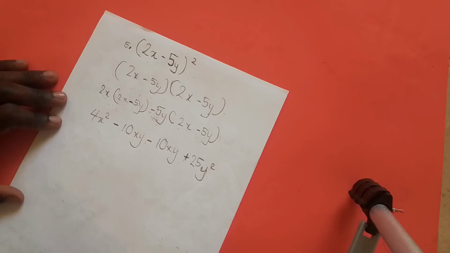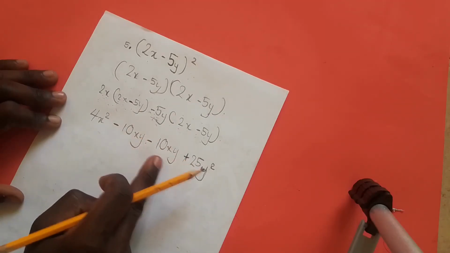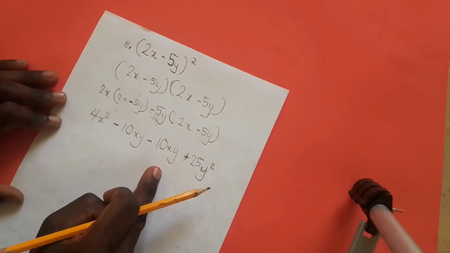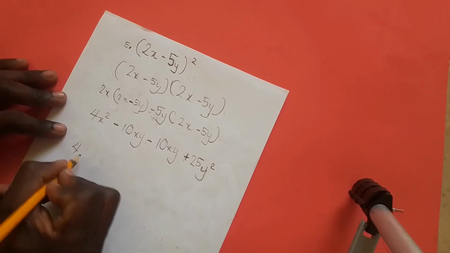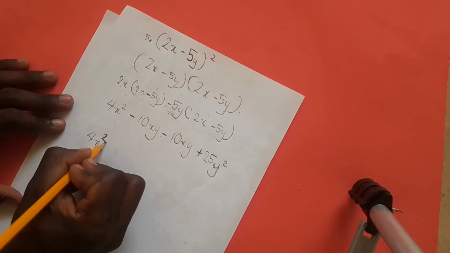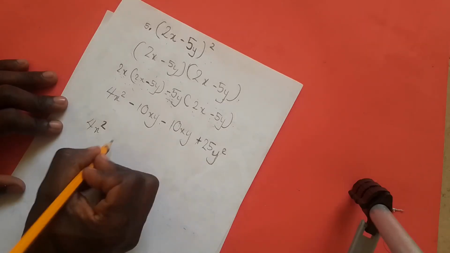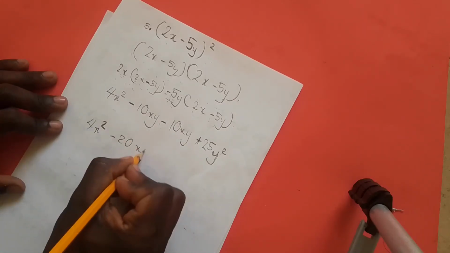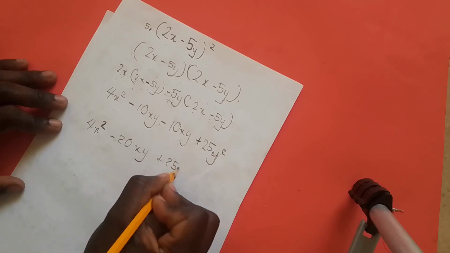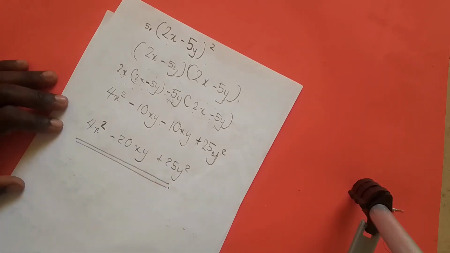So now we are simplifying. Negative 10xy, negative 10xy, these are like terms, right? So 4x squared, like this. I hope what I'm writing is clear to everyone. So 4x squared minus 20xy plus 25y squared is the solution, right?